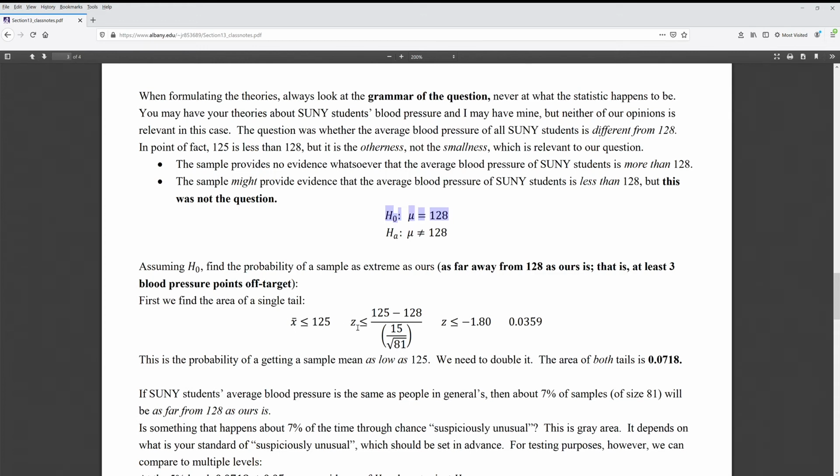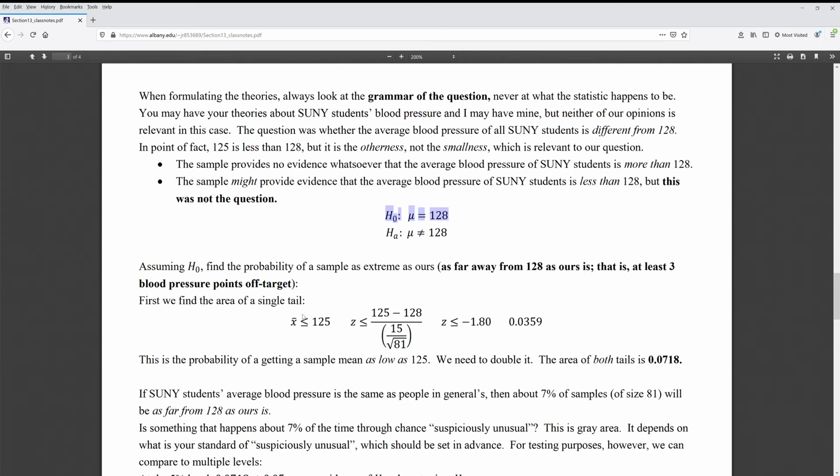Well, we find the relevant z, which happens to be on the left side, but that's not relevant in this case. So what we have here is two tails. The probability of a sample as extreme as ours becomes the probability of a sample as far away from 128 as ours is, as lower than 125 or more than 131, at least 3 blood pressure points off target.